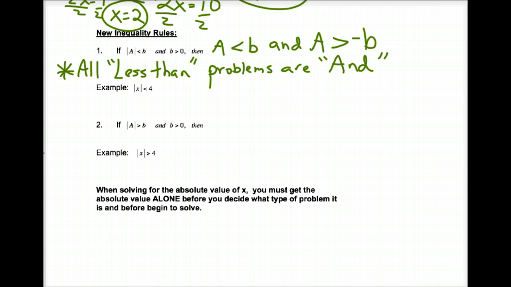Okay, it's all in how you say "less than." Everybody say "less than." Less than rhymes with "and." Say it. Less than, and. Everybody say less than. Less rhymes with than.